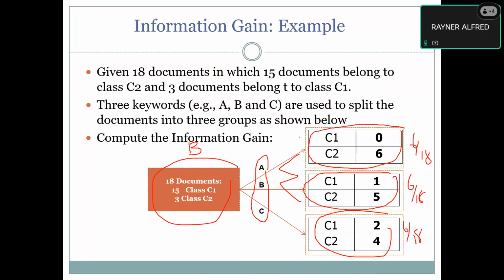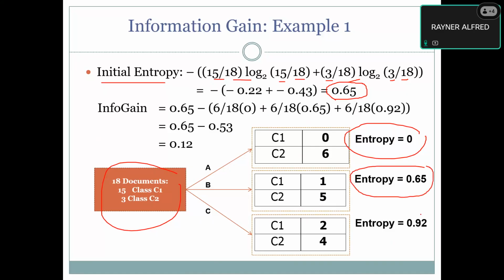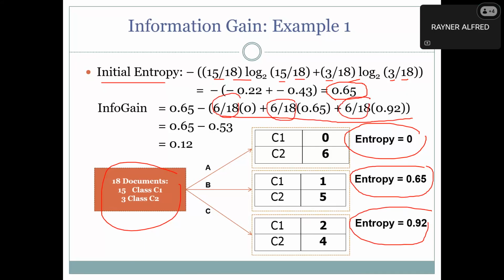When we compute the information gain, for the initial entropy we take all of this. So we have 15/18 and 15/18 plus 3/18 and 3/18. When we compute, we get 0.65. So this is the initial entropy. Once we split them, we already pre-computed them in the previous example. So we add up all of them, but we need to use the weightage: 6/18, 6/18. We add up all these values, we get 0.53.